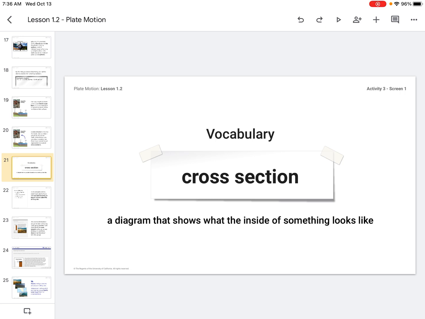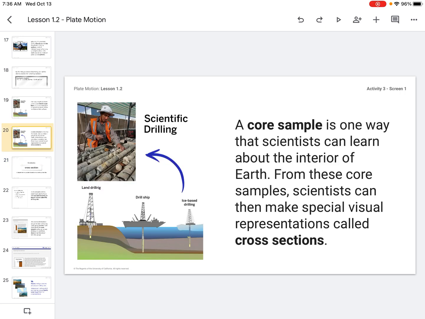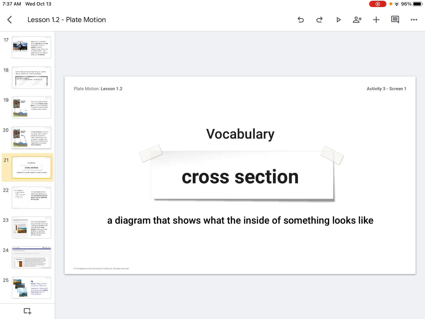If you remember on your pre-assessment, there was a picture of an apple that got cut in half. That's a cross-section because you can see what the inside of something looks like. So when you look at this, that cross-section is the view that we're seeing right underneath the land drilling, the drill ship, and the ice-based drilling, those kind of layers. That would be called a cross-section. It helps us see what exactly is going on. And that's represented in the core samples that the scientists pull out of those tubes.